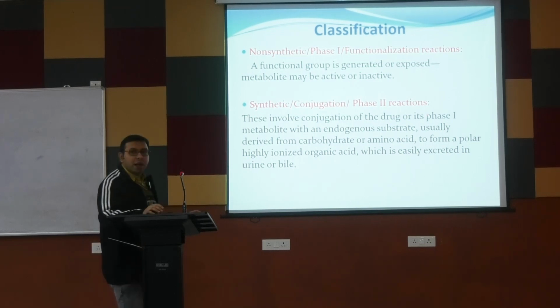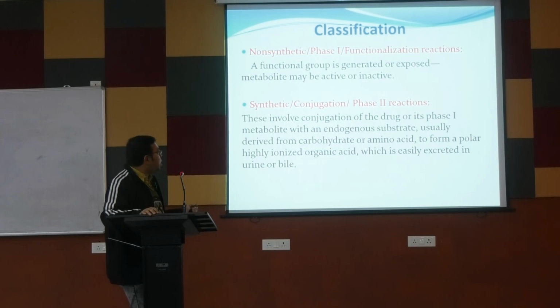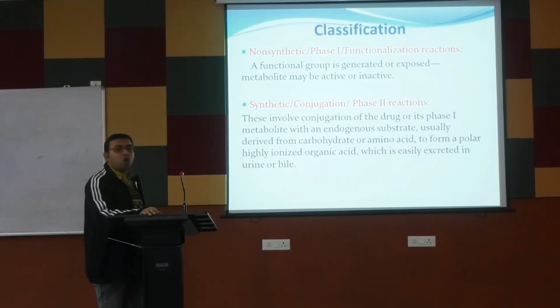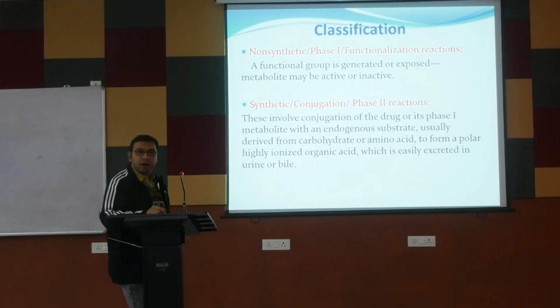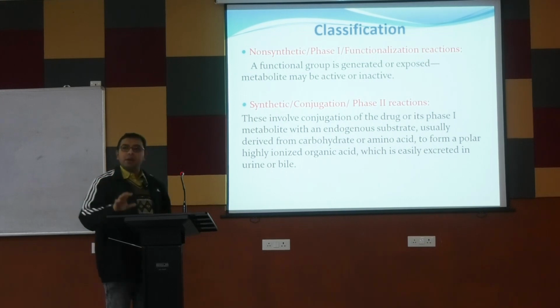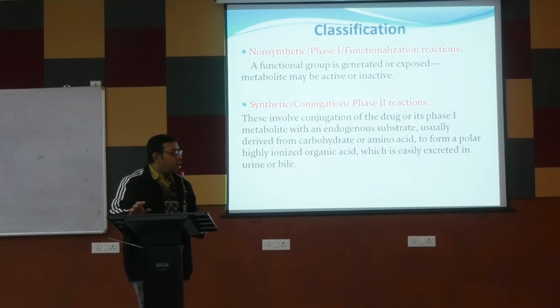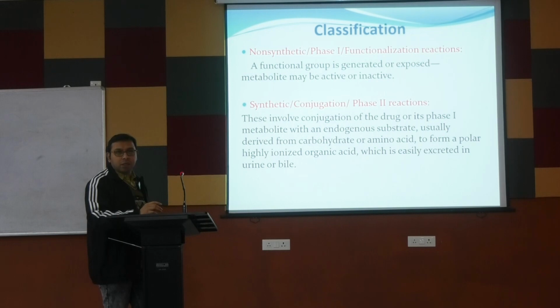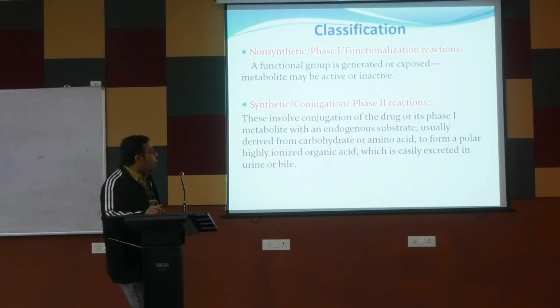Another is the phase 2 reaction. Usually it comes after phase 1, also known as the synthetic or conjugation reaction. This involves conjugation of the drug or its phase 1 metabolite with an endogenous substrate. That is, the substrate is already present in our body, that's why it is endogenous. So there is some coupling of the substrate with the drug metabolite, usually derived from carbohydrate or amino acid, to form a polar, highly ionized organic acid, which is easily excreted in urine or bile.